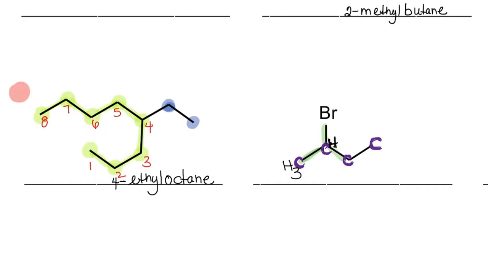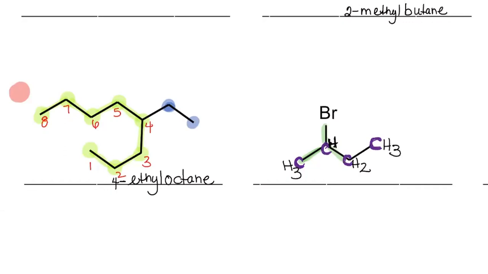How many hydrogens? Let's put the number of hydrogens. How many hydrogens does the next carbon need to complete its octet? Great job, 2. So this is a CH2. What about the last carbon? How many hydrogens? Great, 3 hydrogens. So this is a CH3.